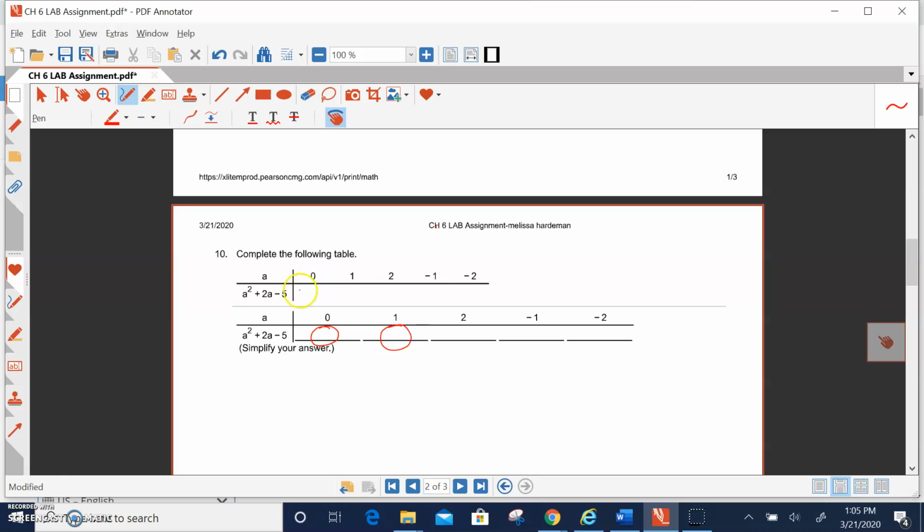So if I put a 0, I'd have 0 squared plus 2 times 0 minus 5. What's going to be 0 plus 0 minus 5? So that would be a -5. So I'd put a -5 in that spot. Do the same thing with the 1, 2, -1, and -2 to complete this table. I think you'll be able to get through this just fine.